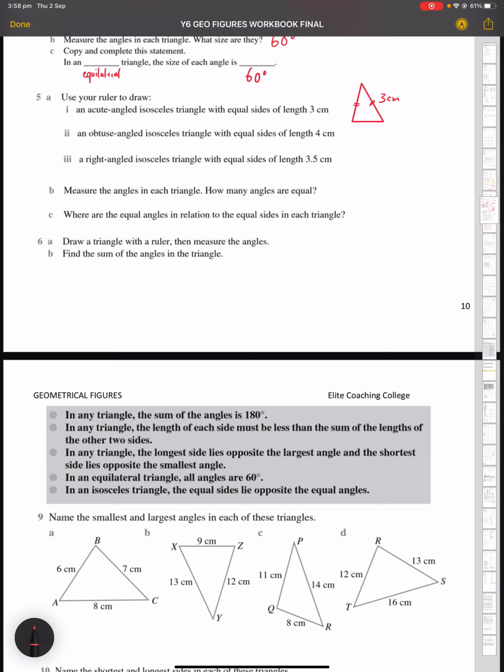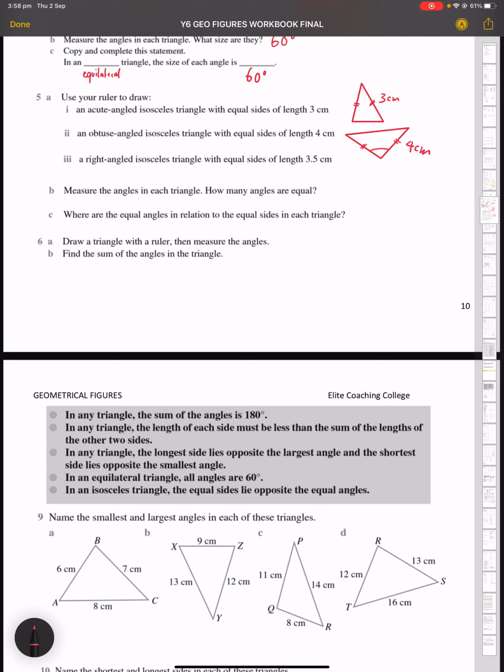Alright, question 5, part 2, an obtuse angle isosceles triangle with equal sides of 4 centimeters. So, an isosceles obtuse angle triangle will look something like this. This angle will be larger than 90 degrees, and these two sides are equal, and they're 4 centimeters.